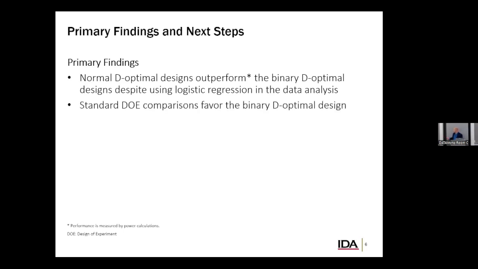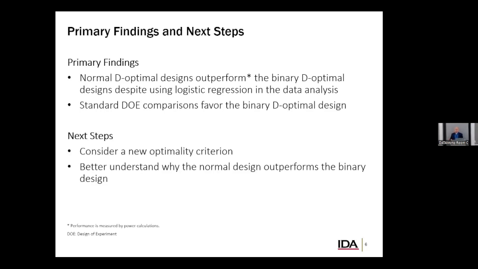So we did mention, though, that the standard design of experiment comparisons favored the binary D-optimal design, and this has motivated people to research more into that. And then a few next steps that we're looking at now is considering, well, what about a different type of optimality criterion? There's a whole alphabet. D is just one that we are looking at. And then also, we want to better understand why it is that the normal design is outperforming the binary design, despite the binary correctly anticipating the type of data that we'll be using.